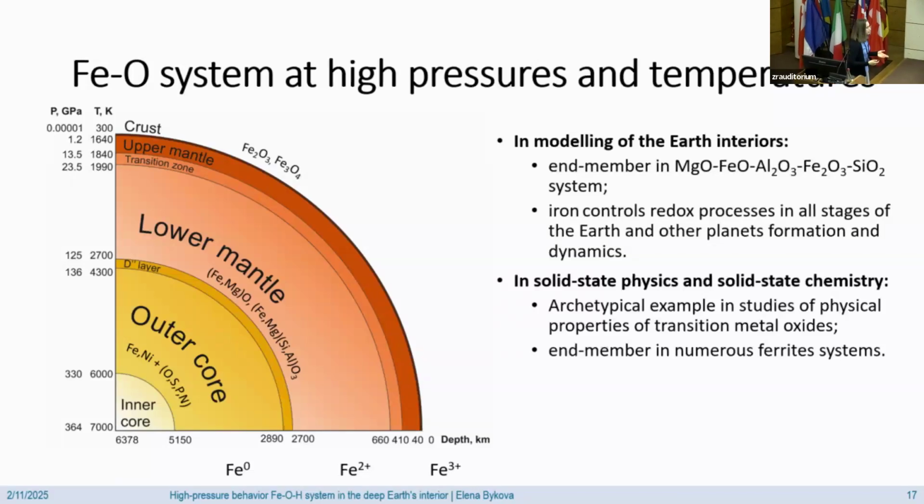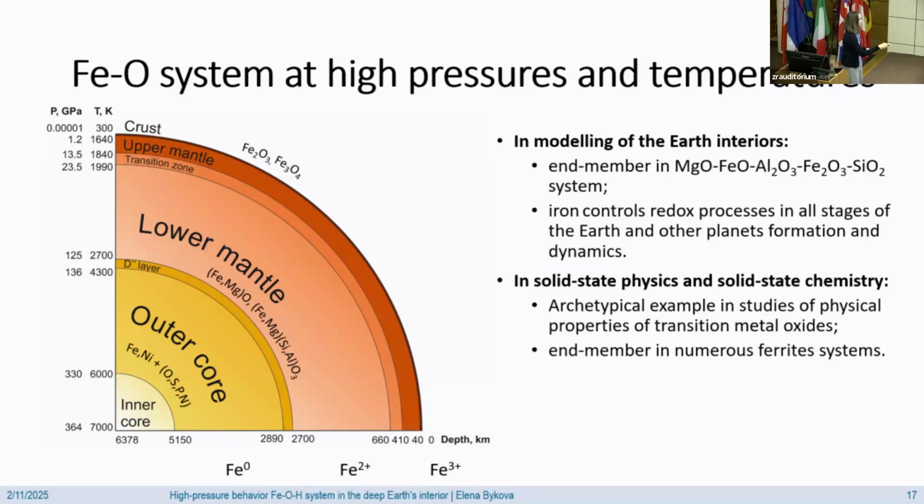So FeO is just an archetypal example of a binary system that was important for the Earth and for solid state physics. So iron oxides are members of various geological series, for various silicates, and iron is the only element that has various oxidation states among these elements that form our planet.